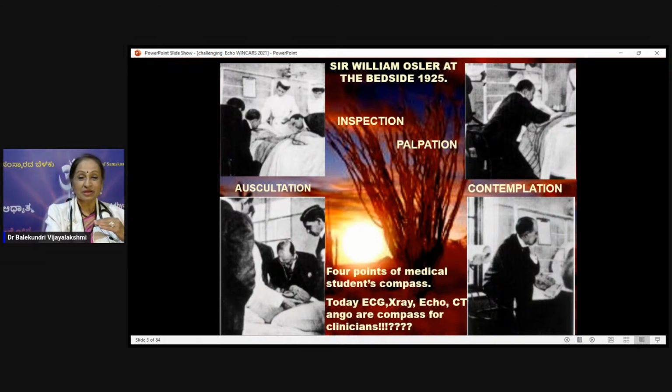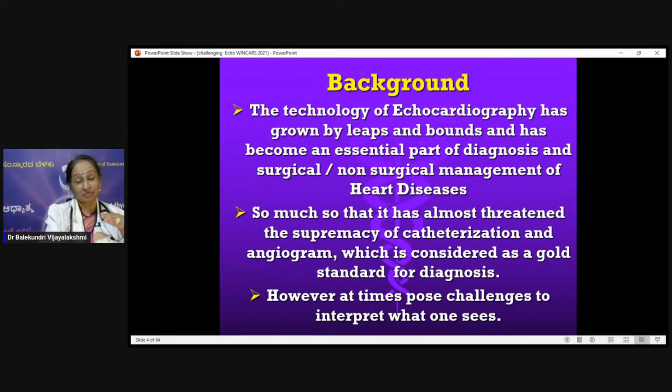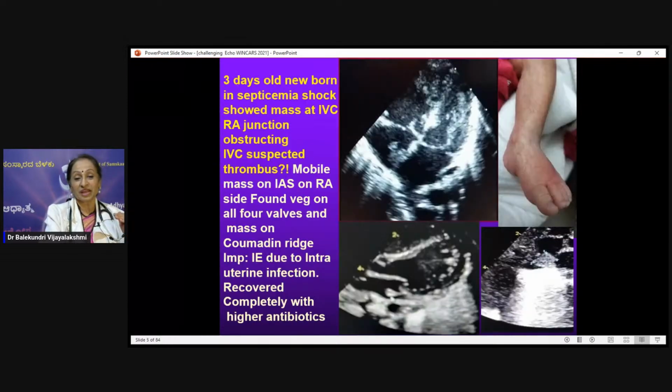And this is how clinical practice started. Inspection, palpation, auscultation, and contemplation was what Sir William Osler practiced. But today, we have X-ray, ECG, echo, CT, angio, and whatnot. But still, we lag behind in making the accurate diagnosis. The technology of echocardiography has grown by leaps and bounds, and today it has almost replaced angiography in many cases.